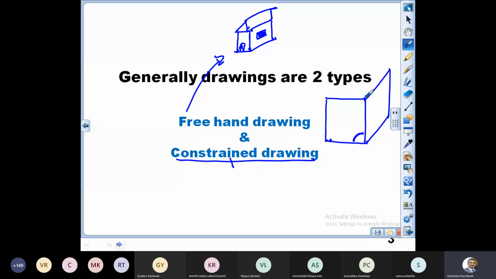You can see, here also the angle is 90 degrees. These two lines are constrained with each other, and these two lines are also constrained with each other. And some other angle will be given for these two and these two. Is that clear? That's why we call this a constrained drawing.